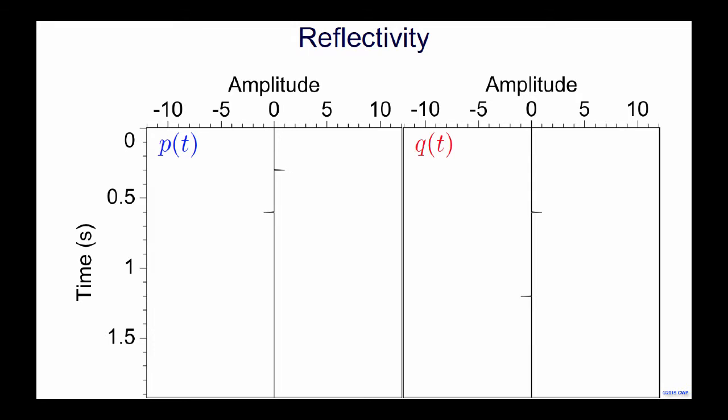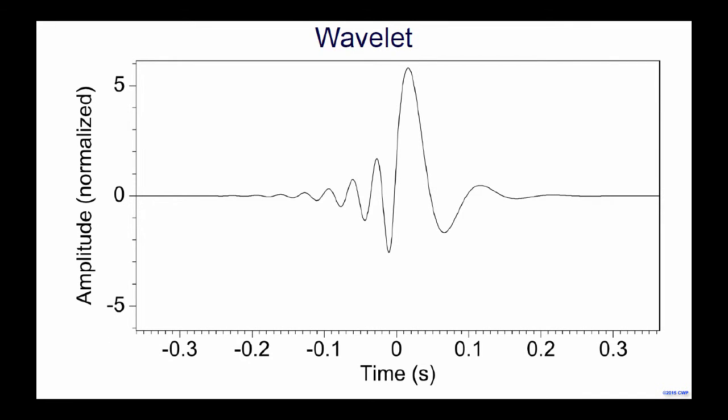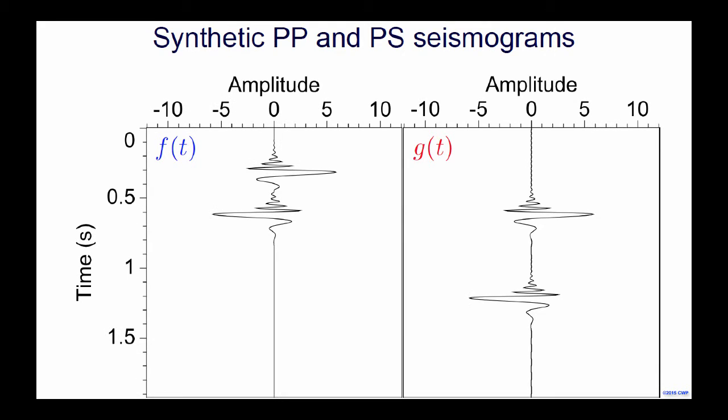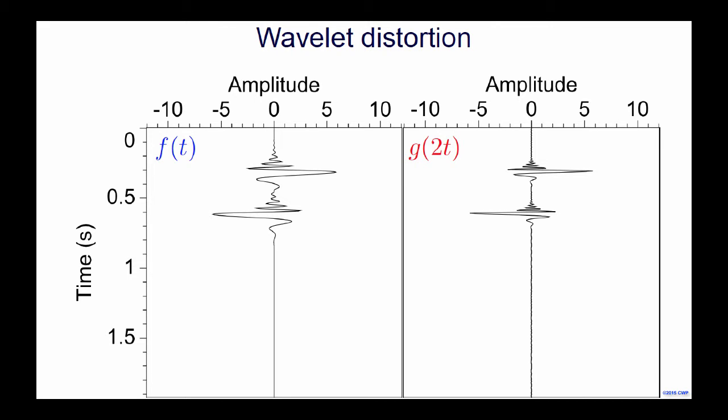Now if I were to convolve these signals with the wavelets shown here, I would get a simple PP trace and a simple PS trace as shown, where the PP trace is F of t and the PS trace is G of t. Now if I were to squeeze the PS trace to the PP trace, I would get wavelet distortion.